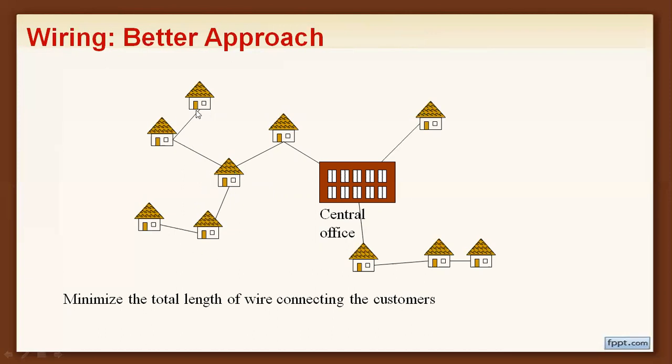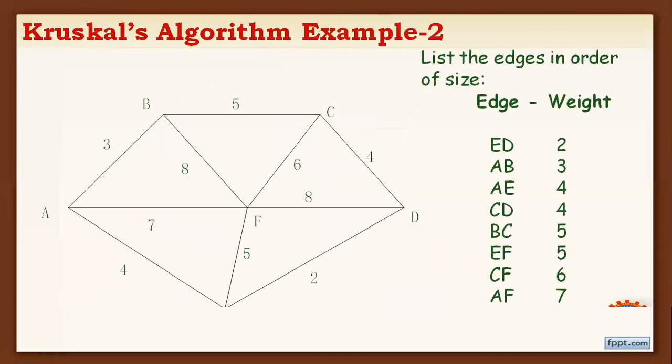But ensure that a cycle should not be formed. Always select the minimum distance route from the central office, connect it, and continue the same process. All are well connected together. Hence, I can say this is the better approach for establishing a connection. In this way, we can solve many real-time problems by applying Kruskal's algorithm.